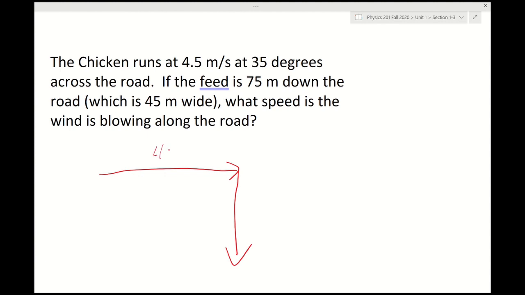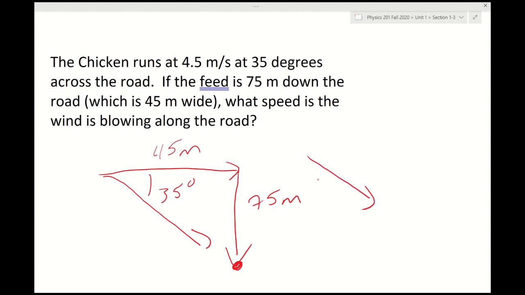So it's a 45 meter wide road. 75 meters down is the chicken feed. And again, the chicken's running at 35 degrees. So how fast is the wind blowing along the road, pushing the chicken sideways? So the chicken is running 4.5 meters per second at 35 degrees along and across the road.